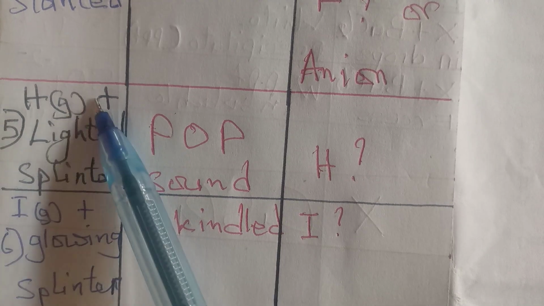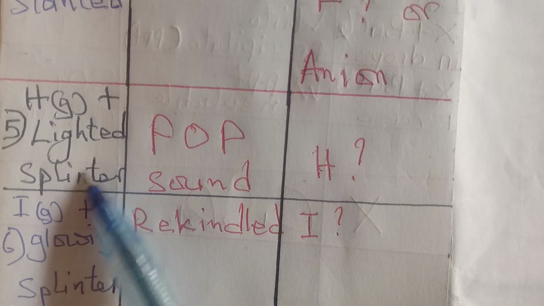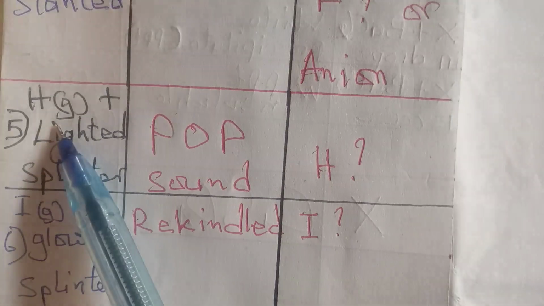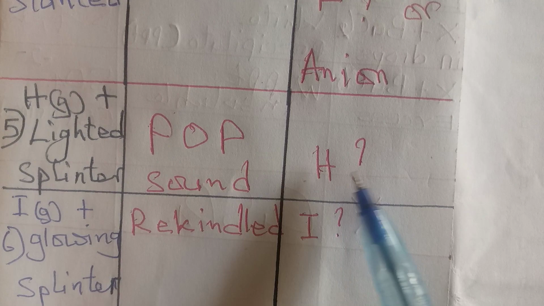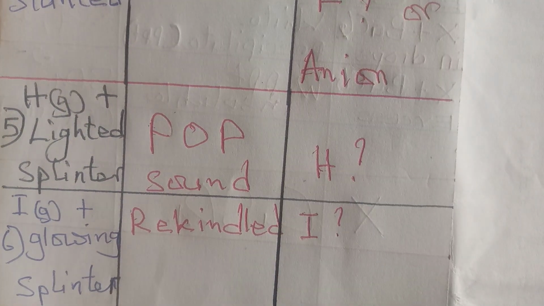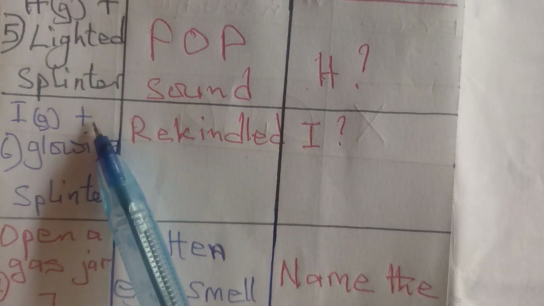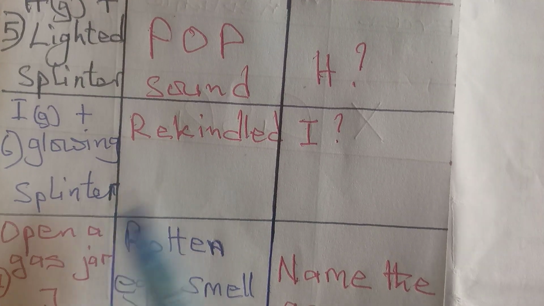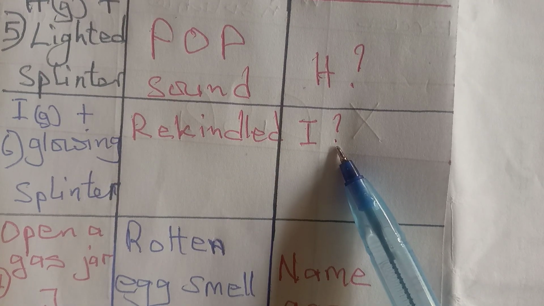Now, let's go to number 5. We're told that gas H was exposed to a lighted splinter, or a lighted splinter was brought close to gas H. Under observation, a pop sound was heard. Can you tell what is H? Now look at number 6. We were told that gas I was brought in contact with a glowing splinter, and the glowing splinter was rekindled. Can you tell what is I?